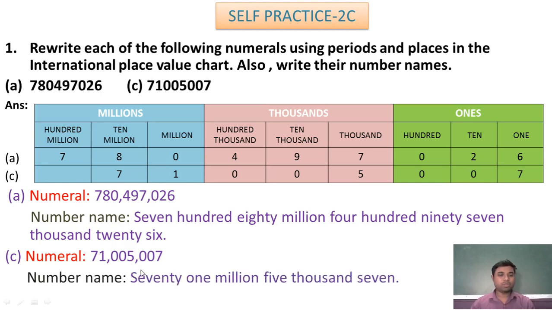So what will the number name be? You can say it from here also. Just see, if we separate it, this is for ones, this is for thousands, this is for millions. So 71 million 5,000, 5 thousand and 7, only 7.